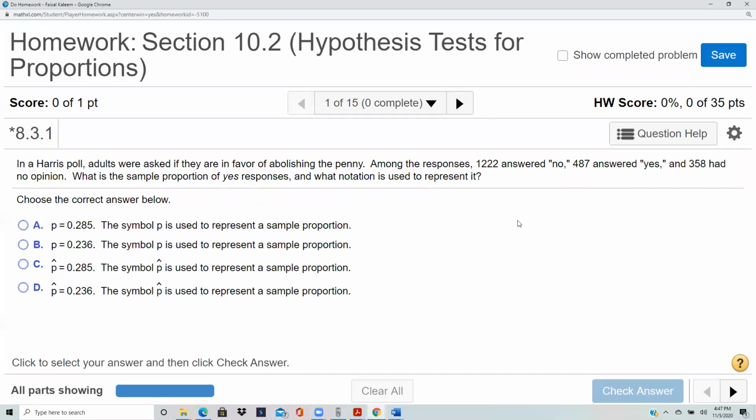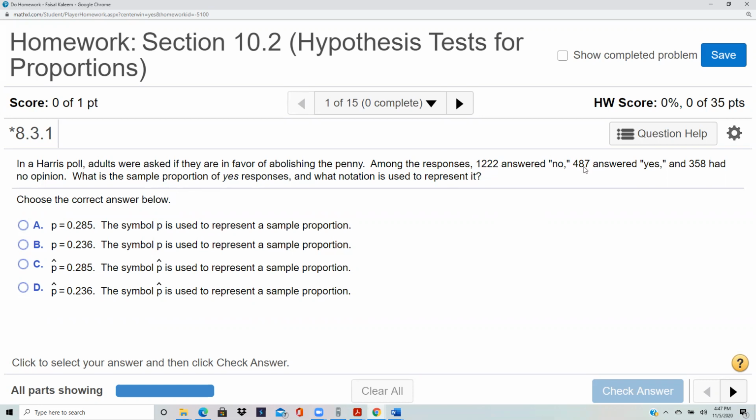In a Harris poll, adults were asked if they are in favor of abolishing the penny. 1222 answered no, 487 yes, 358 no opinion. What is the sample proportion of yes? So in yes, you divide the yes count by the total count. So let's see what the total count is.